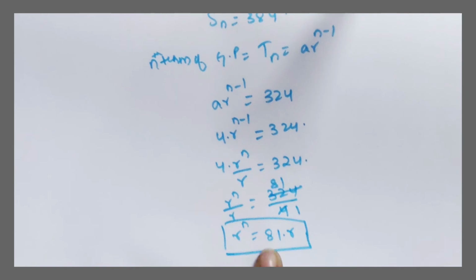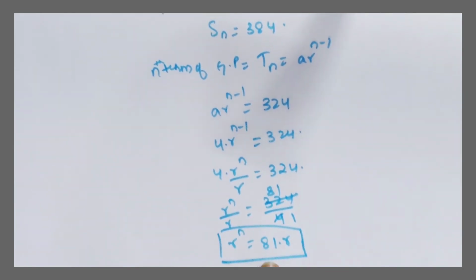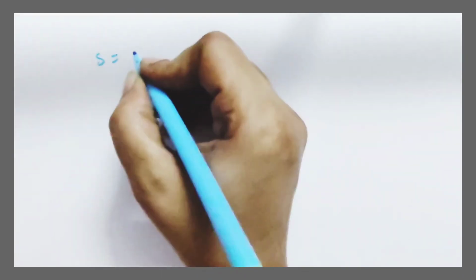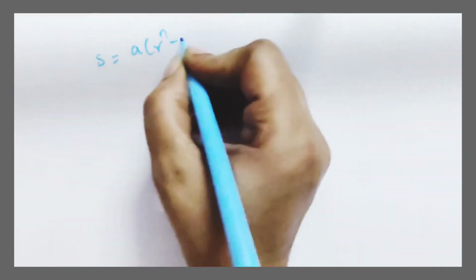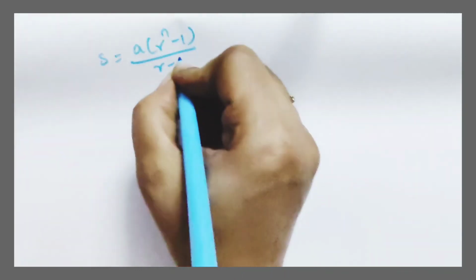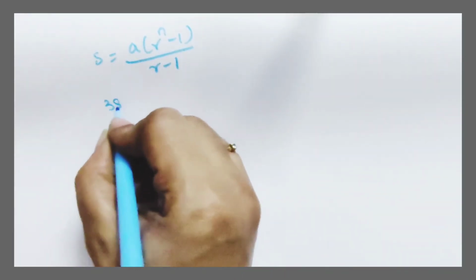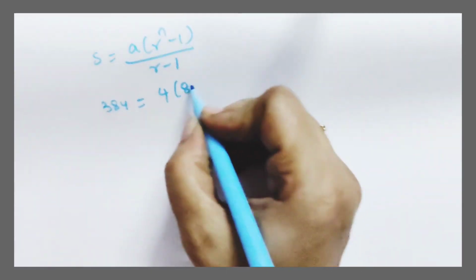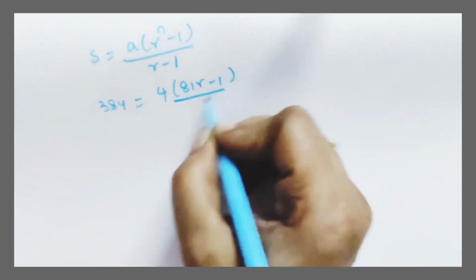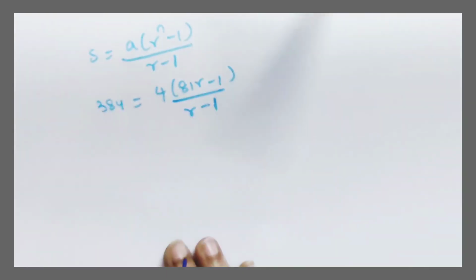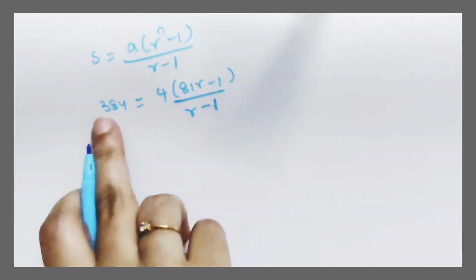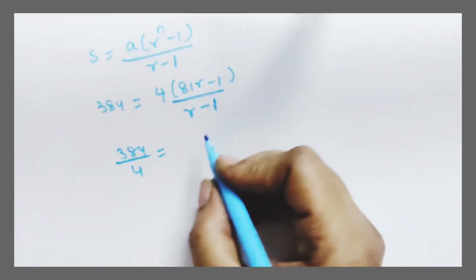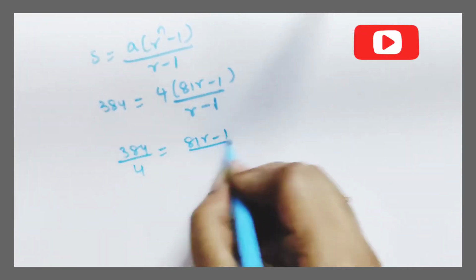We have the r power n value. We will substitute this value in the sum of the terms in a GP, which is given as S equal to A into r power n minus 1 by r minus 1. So the S value we have as 384 is equal to 4 into, for r power n, we got 81r, minus 1, divided by r minus 1. This 4, when it comes to this side, becomes division by 4: 384 by 4 is equal to 81r minus 1 by r minus 1.